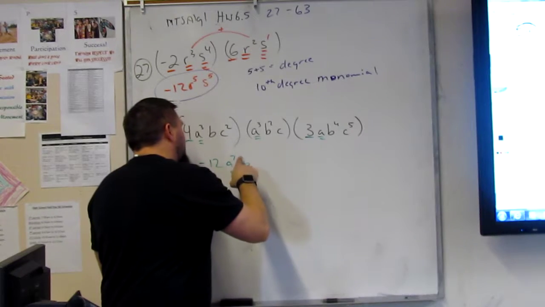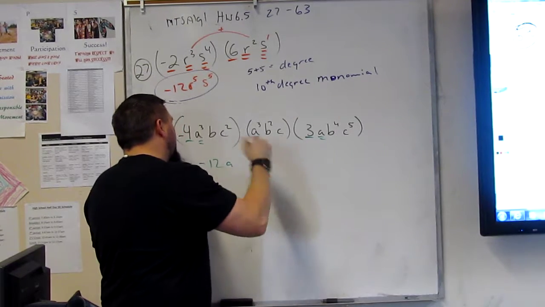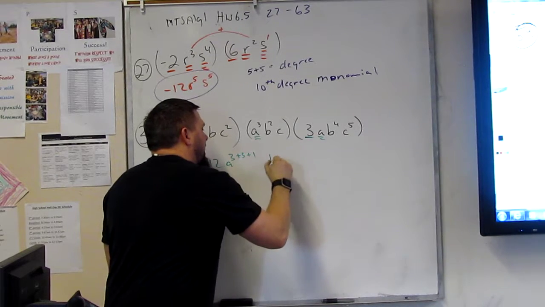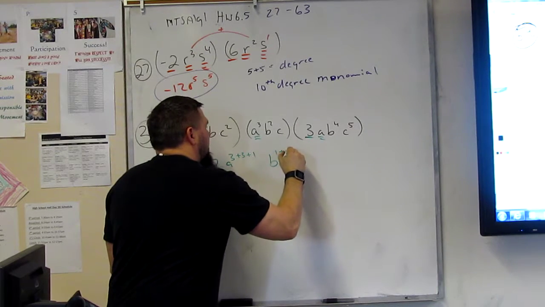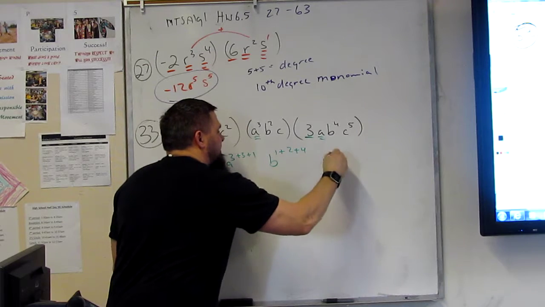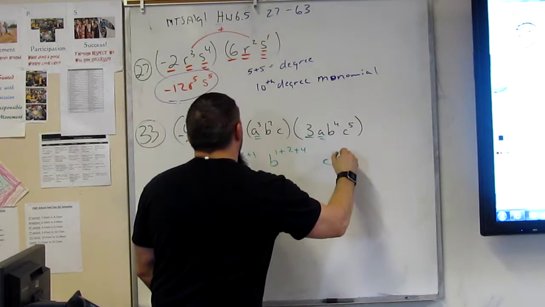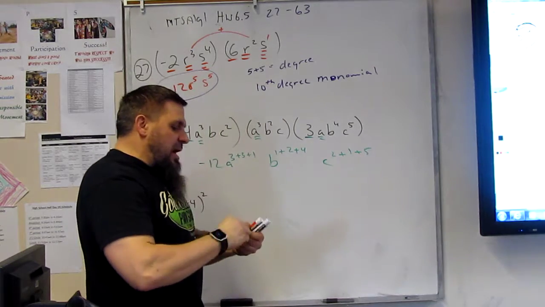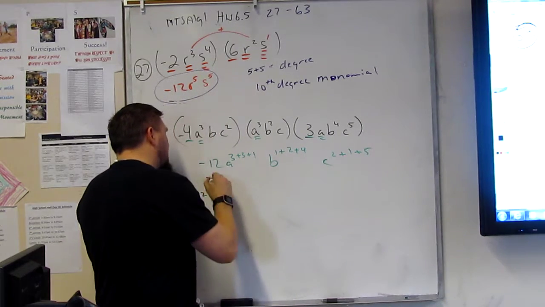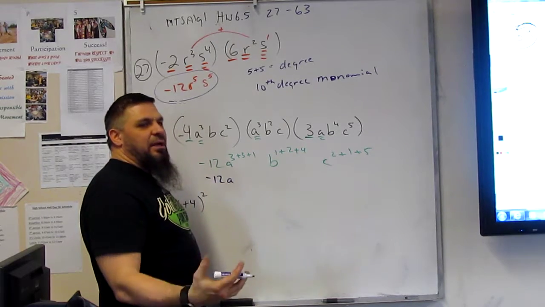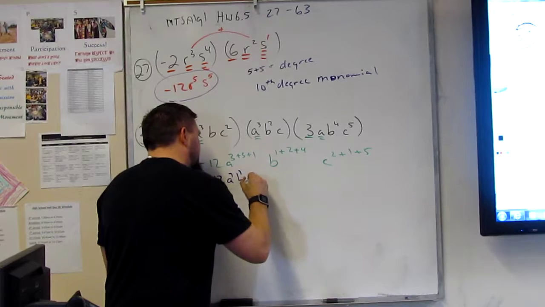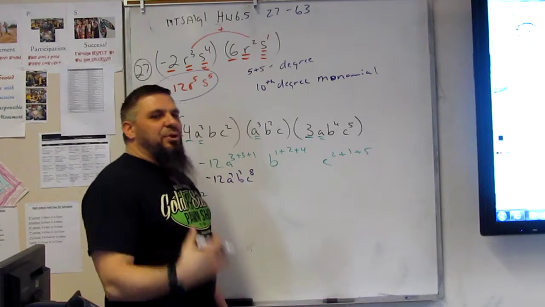And then what's 1 plus 2 plus 4? So what we're doing there is, I'll even do this: A is 3 plus 3 plus 1, and B is 1 plus 2 plus 4, and C is 2 plus 1 plus 5. And what we're coming up with is negative 12, A to the 7th, B to the 7th, C to the 8th. Okay? So what's the degree of the polynomial?